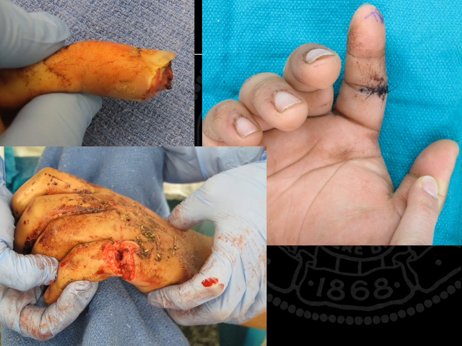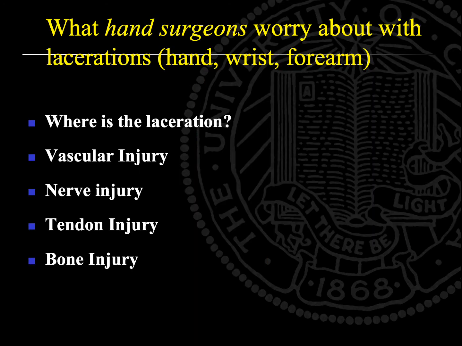And then here on this injury, you say most likely a flexor tendon is injured, potentially a radial digital nerve from this image, and potentially the artery. So what we care about is where's the laceration, what's the vascular, nerve, tendon, and bone injury, right? Think about that every time you see an exam.